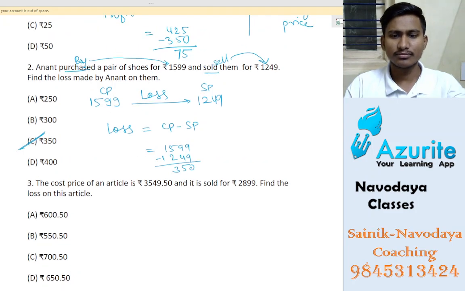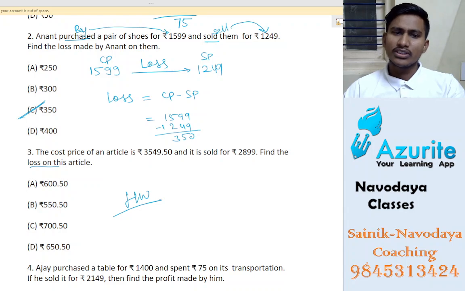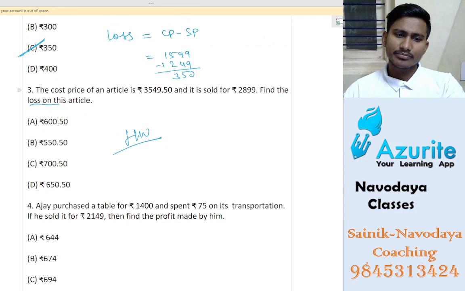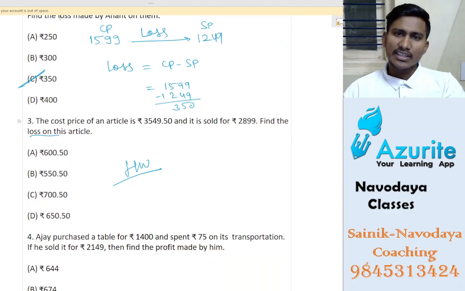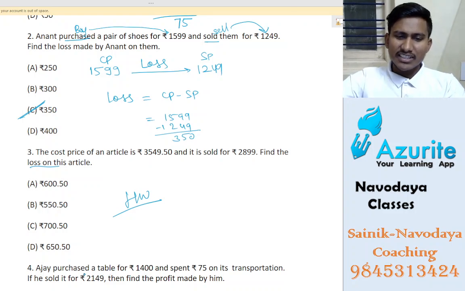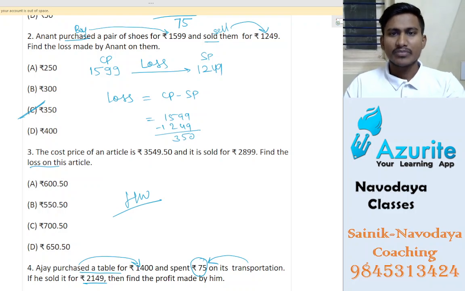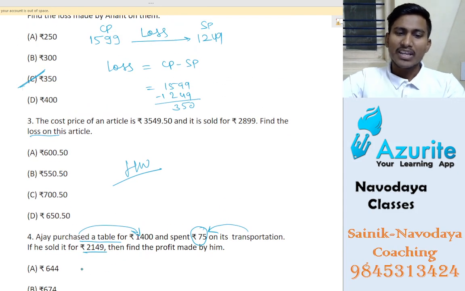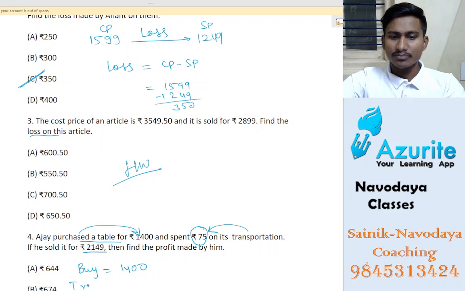Okay? Write it down. So now let's go to the fourth question. You do the third as homework. Okay? Fourth question, what is it? Yes, classwork. Ajay purchased a table for, purchase means buy, 1400. Spent 75 rupees on its transportation. Then sold it for 2149. So here what we have to do? We have to find the total cost price. First, purchase, buy for how much? Buy for 1400.